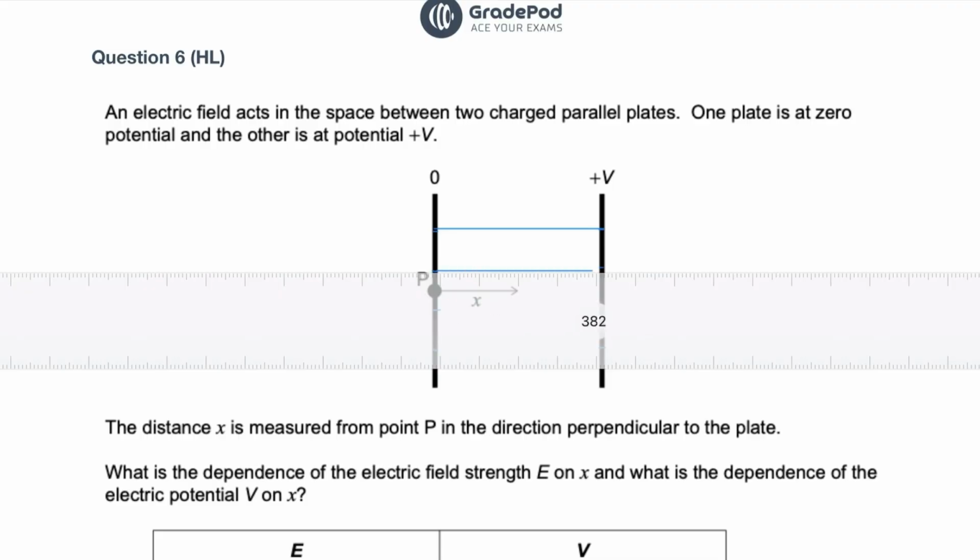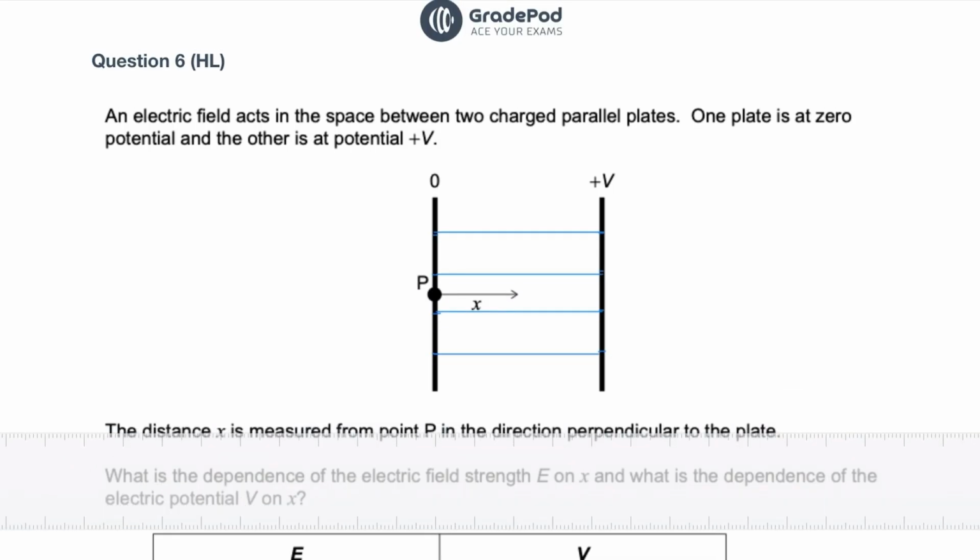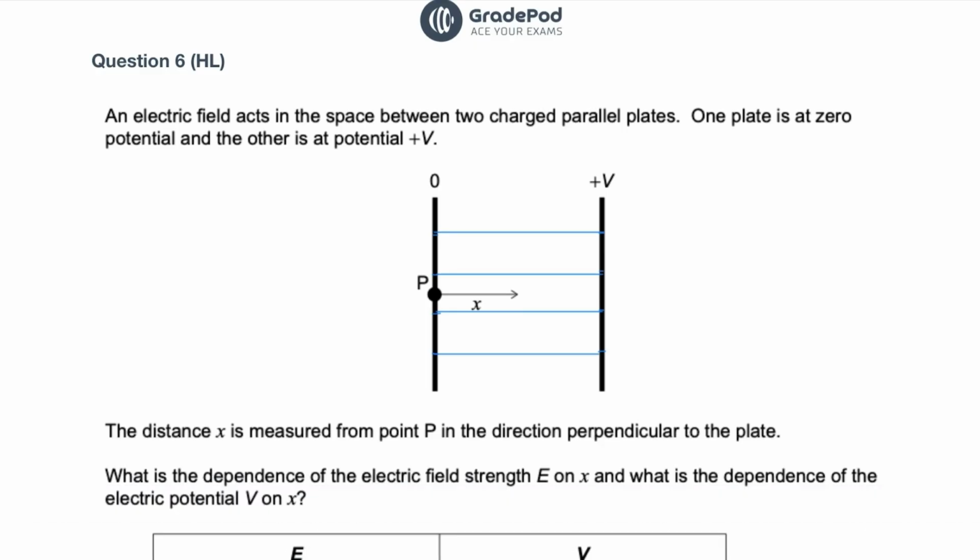They are equally spaced. They're straight lines. I've drawn these as equally spaced as I possibly can. And they go in the direction a positive test charge would take.